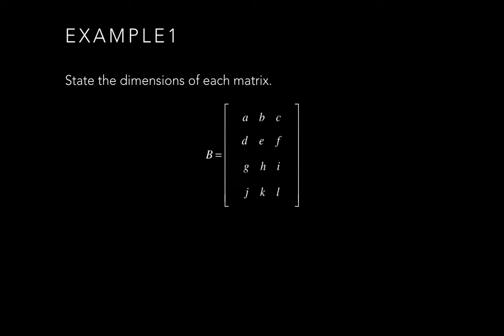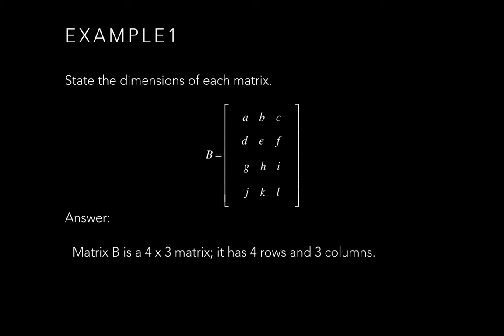Here, matrix B. To give the dimensions here, we need to again count the rows first. So we have 1, beginning with A, going across. D going across is 2. G going across is 3 rows. And J going across, we have 4 rows. Now let's count our columns. Well, A going down is our first column. B going down is our second column. And C going down is our third column. So we have 4 rows and 3 columns, which means that B is a 4 by 3 matrix.